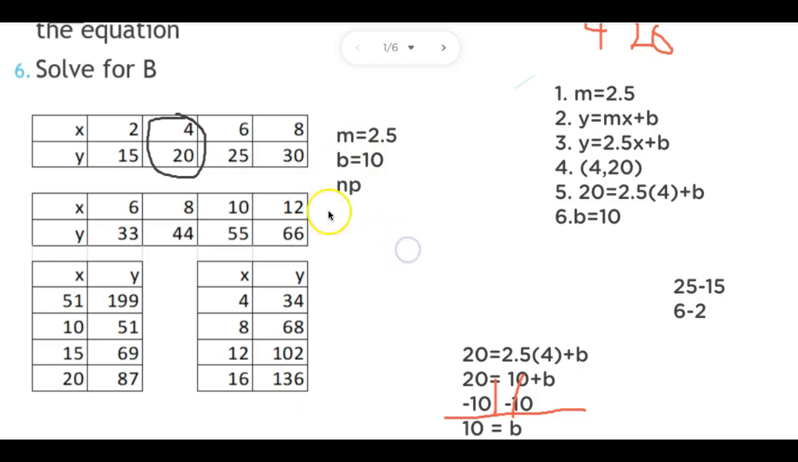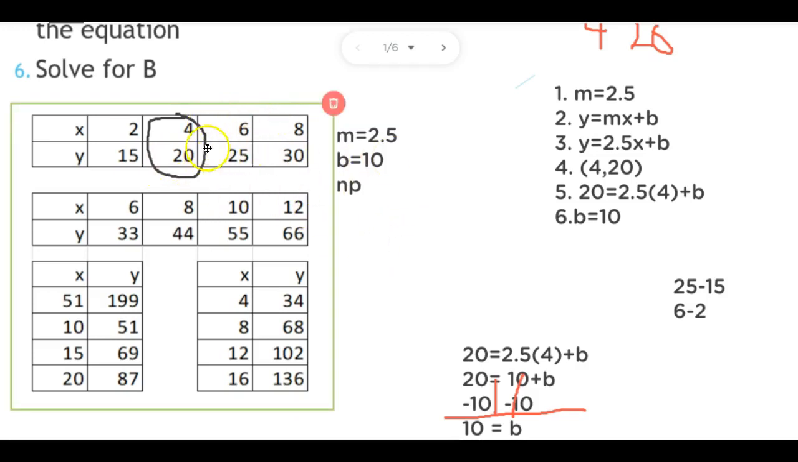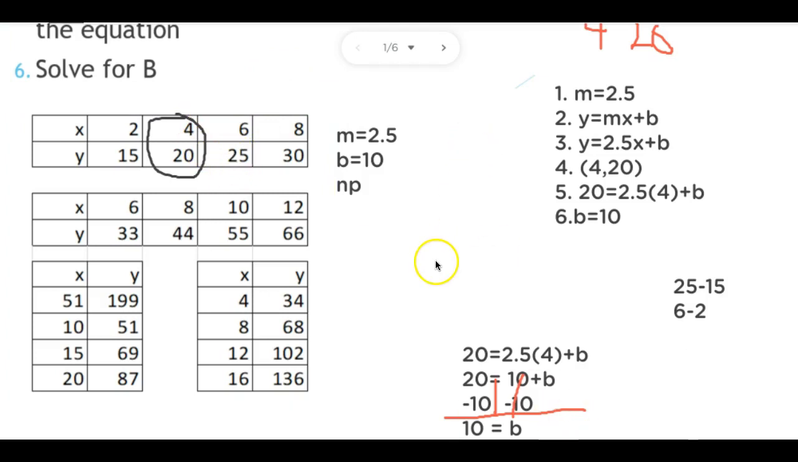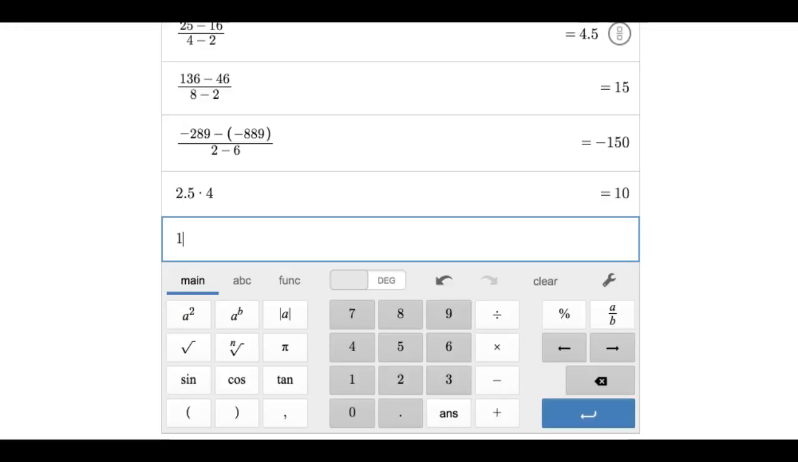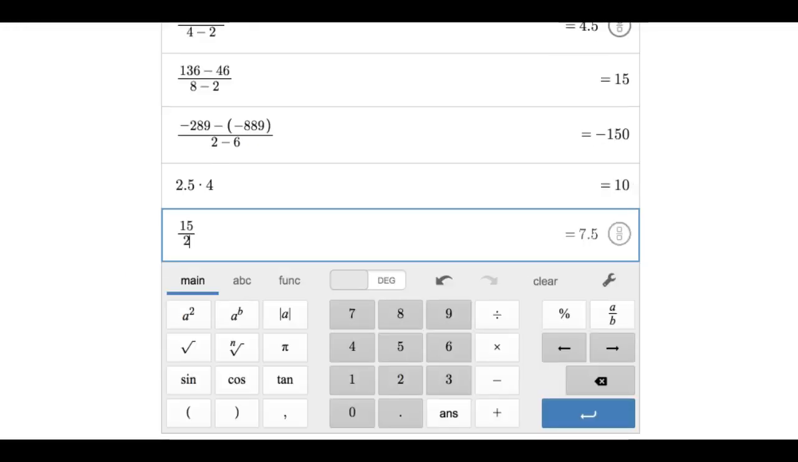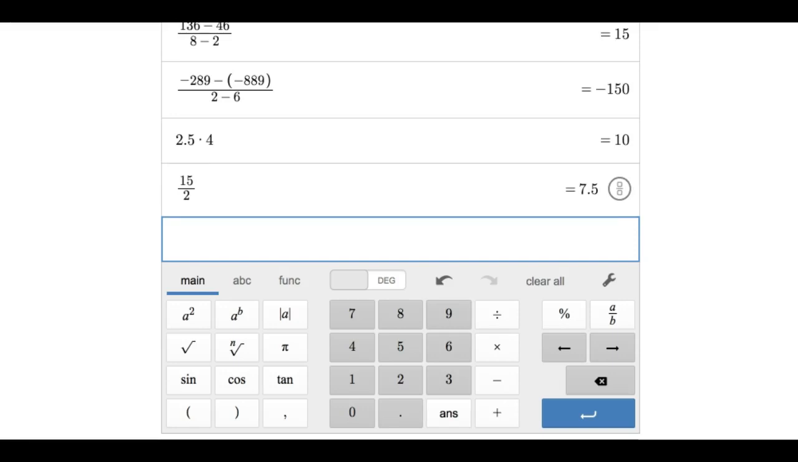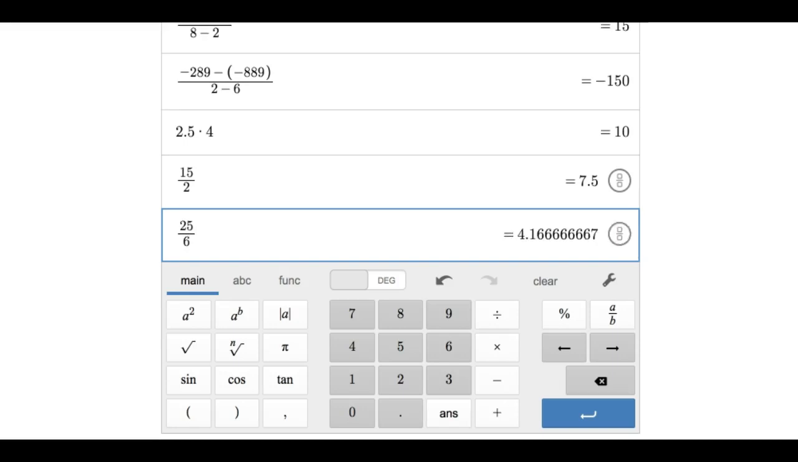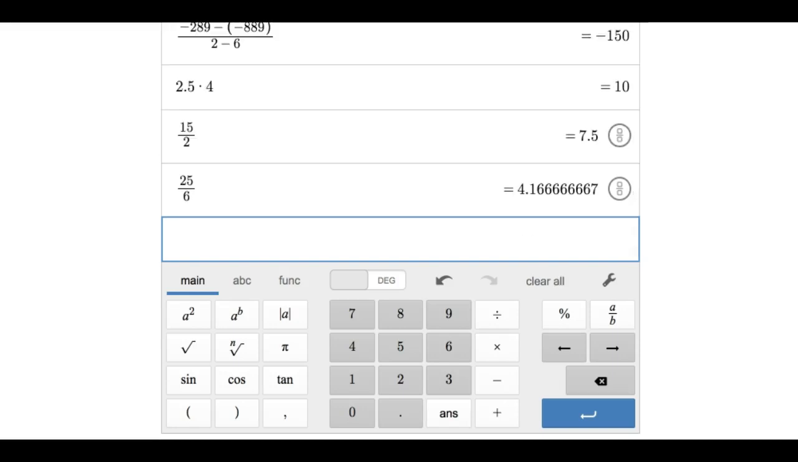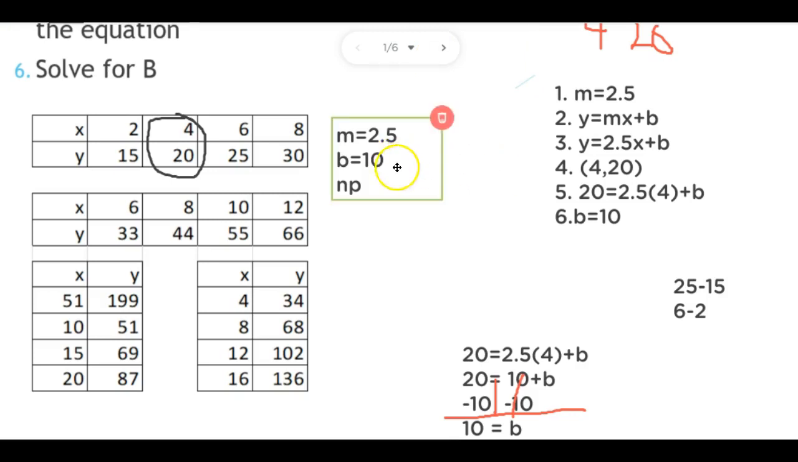And then remember, we can always do y over x. Well, we got 20 over 4. We know 20 divided by 4 is 5. So let's just pick another point. Remember, we talked about that, the y over x. So if we do 15 divided by 2, that gives us 7.5. We know that that's not proportional. The other point was 25 over 6. That's not giving us the same constant. So that also clarifies that it's non-proportional.